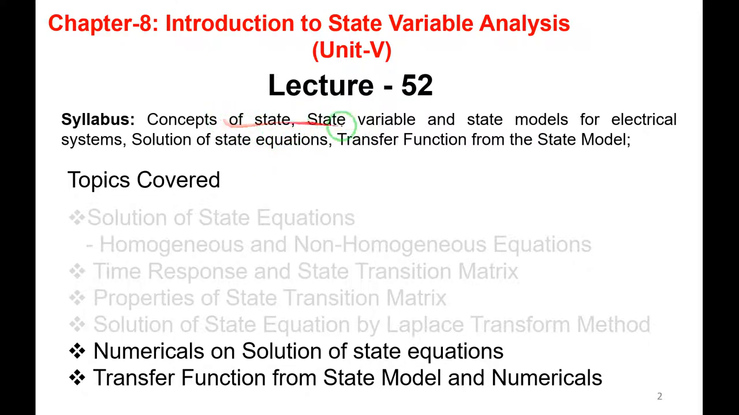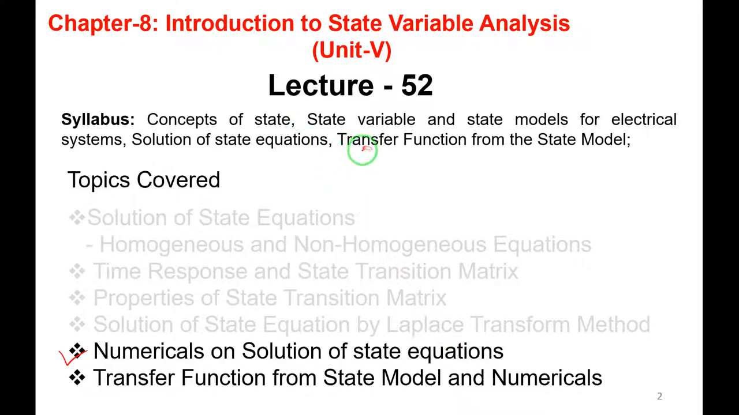Already we have seen the concept of state variable, and how to obtain the state model of the electrical system. We have also started with the solution of state equations. There are two types of state equations: homogeneous equation and non-homogeneous equation. And the numericals on the solution of both we have started. Today we will continue with that: a few numericals on solution of state equations, maybe homogeneous or non-homogeneous.